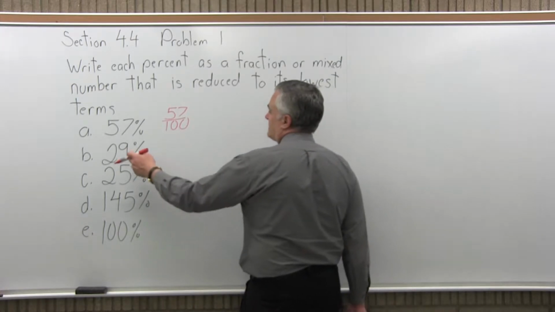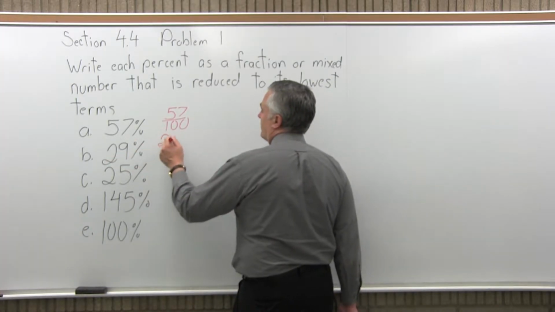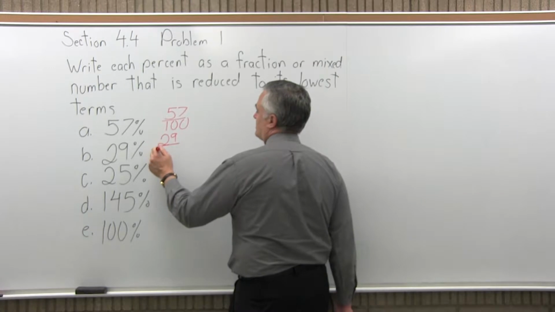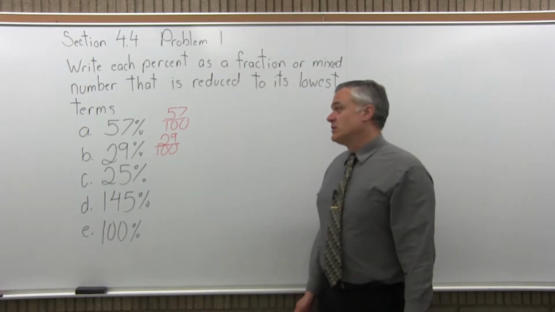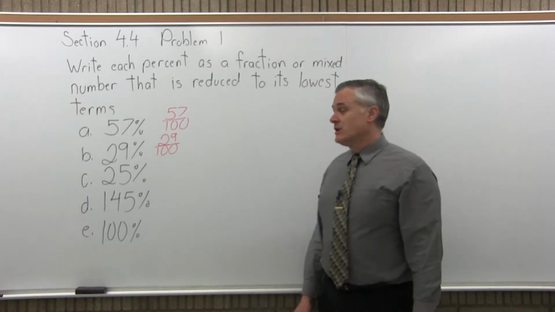The next one, very similar, you put the percent over 100. So 29% becomes 29 over 100, and then you reduce it if you can. And 29 over 100 won't reduce, so you're done.